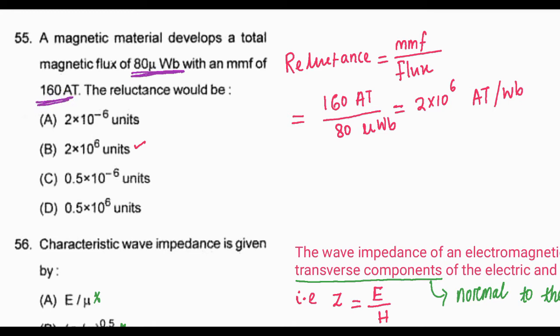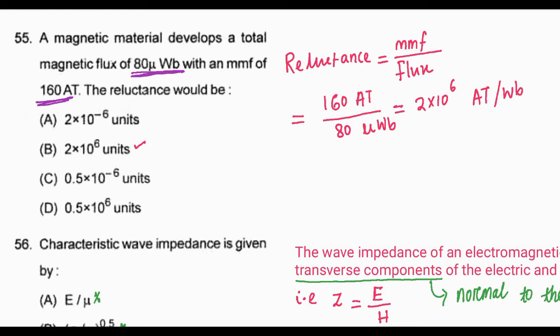The reluctance would be? In a magnetic circuit, the reluctance is analogous to the resistance in an electrical circuit, MMF is analogous to the EMF, and flux is analogous to the current. As in an electrical circuit, according to Ohm's law, resistance is given by the voltage by current, or the EMF by current. Like that, reluctance is equal to MMF, that is magnetomotive force, by the flux. Flux is analogous to the current.